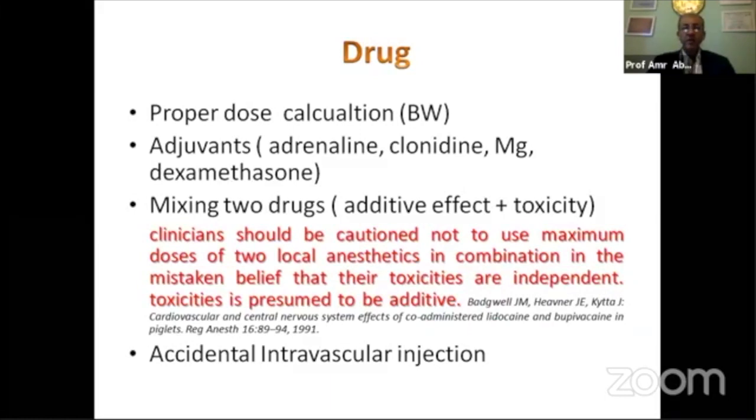And concerning mixing two drugs together, clinicians should be cautioned not to use the maximum dose of two local anesthetics in combination, in the mistaken belief that the toxicity is independent, and should presume that they have an additive effect. This was mentioned in Miller in 1996, and this is still the statement that we use and focus on while teaching the residents. So it's like giving two beta blockers, two vasodilators, two diuretics, two antihypertensives. Both have an additive effect.